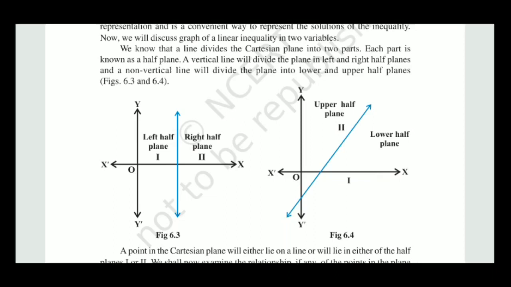We know that a line divides the Cartesian plane into two parts. Each part is known as a half plane. A vertical line will divide the plane into left and right half planes, and a non-vertical line will divide the plane into lower and upper half planes. You can see here figure 6.3 as well as figure 6.4.